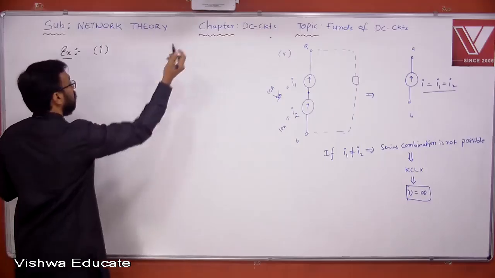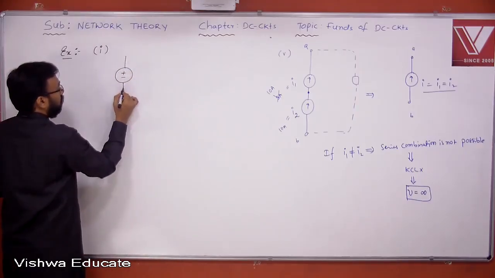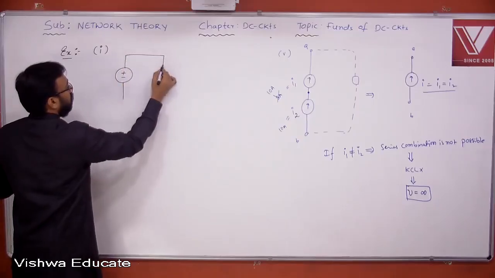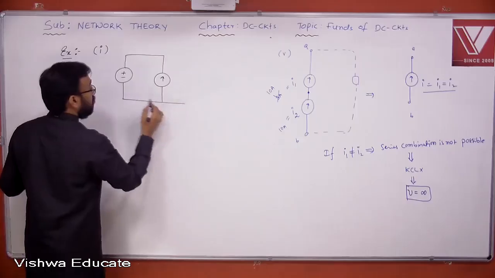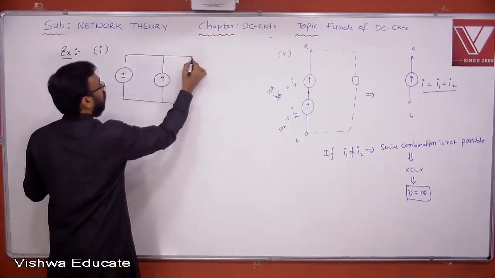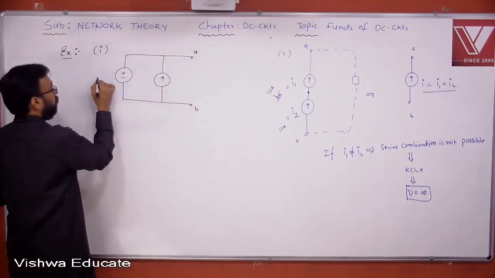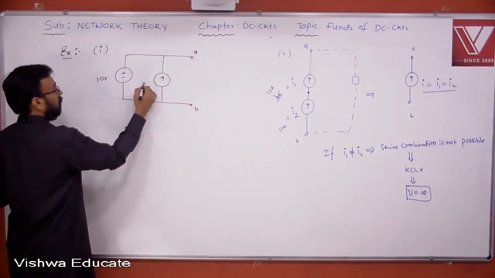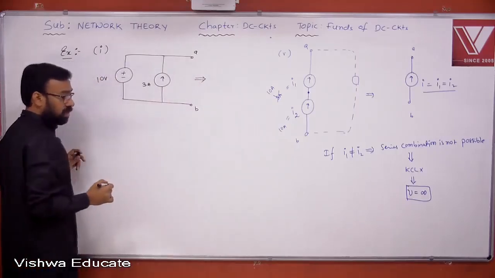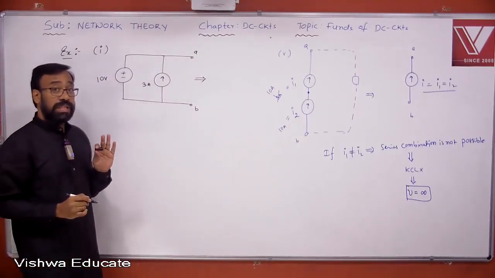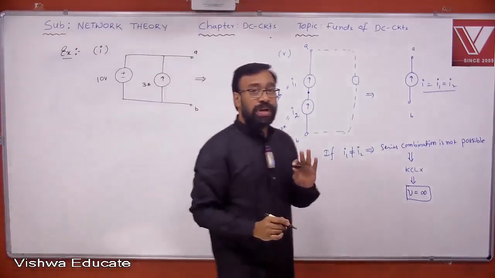Try to answer the question given here. There is an ideal voltage source and an ideal current source connected across each other. Say this is 10 volts and this is 3 amperes. Now, listen to me carefully. The question is whether this combination is possible or not.